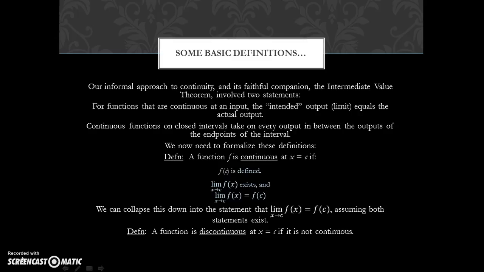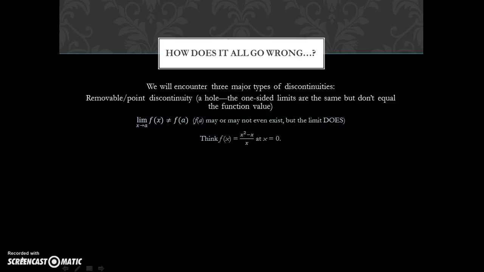Another definition, a function is discontinuous at x equals c if it is not continuous. So how could it all go wrong for a function? How could it not be continuous? How could it be discontinuous? Well, we'll encounter three major types of discontinuities in this course.